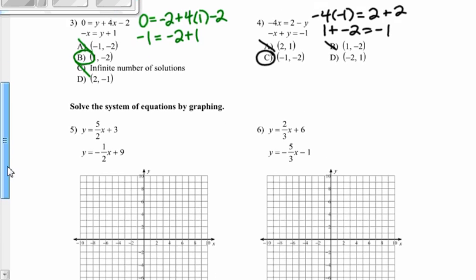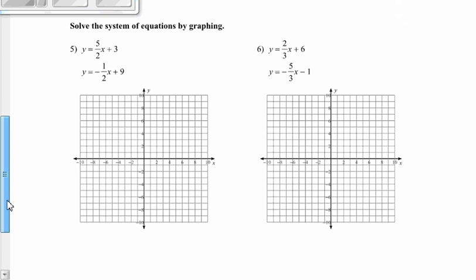Moving on to solving a system by graphing. So on number 5, both of these equations are in slope-intercept form. So I'm going to go ahead and start by graphing.